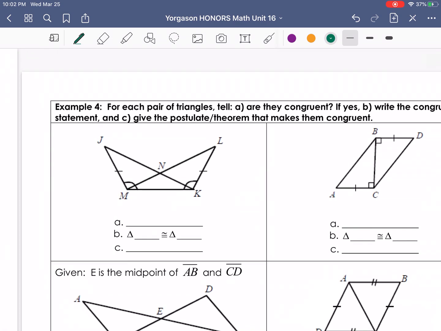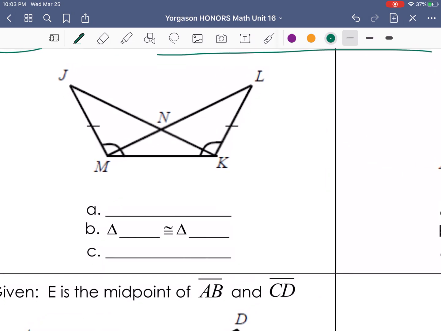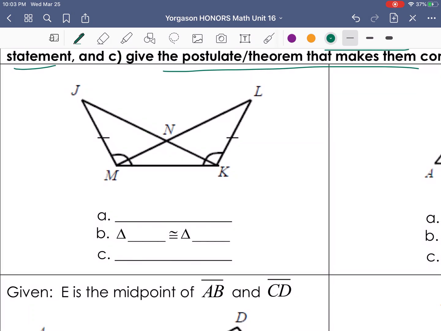So first off, for each pair of triangles, tell A, are they congruent? If yes, write the congruency statement. And then give the postulate and theorem that makes them congruent. Okay, so I'm going to give a little bit more than that. So I'm looking at a couple triangles here to try to decide, do I have some congruent triangles?